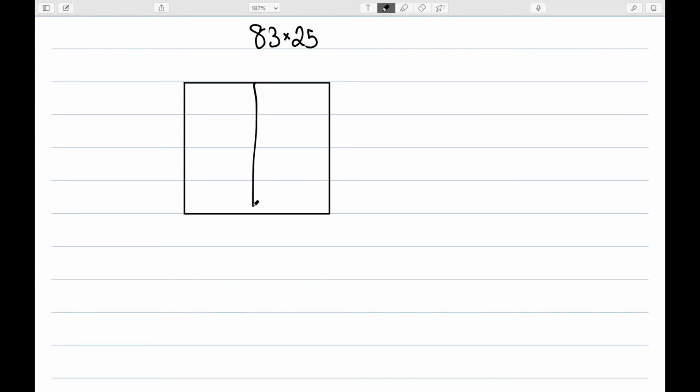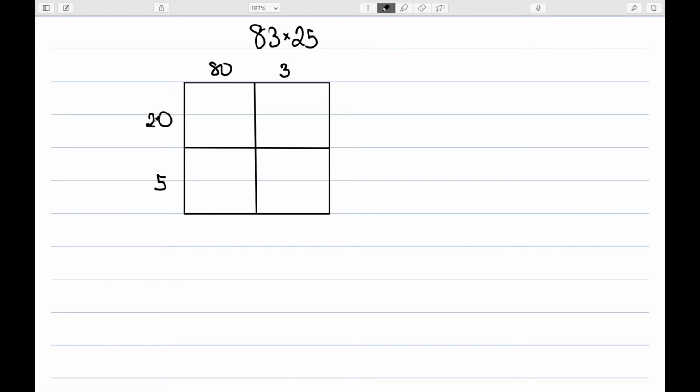Let's do another one. 83 times 25. This time I have 2 place values in each of my numbers. So I need a 2 by 2 square that I'm going to break up. My first number is 83, so I'm going to write an 80 and a 3. The second number, 25, so I'll write the 20 and the 5.